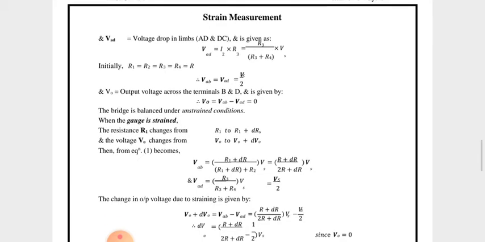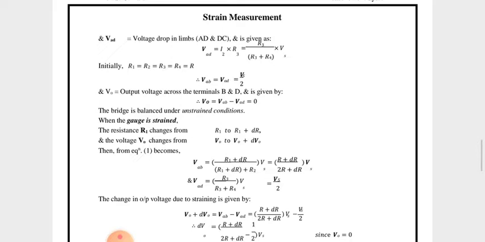Next, VAD, the voltage drop in limb AD, is given by the same relation: VAD equal to I2 into R3, and with I2 calculated just now, VAD equal to R3 upon R3 plus R4 into Vs. Initially all the resistances are equal, that is R1 equal to R2 equal to R3 equal to R4 equal to R. So the derived relations for VAB and VAD, the voltage drops in limb AB and limb AD, become VAB equal to VAD equal to Vs by 2.